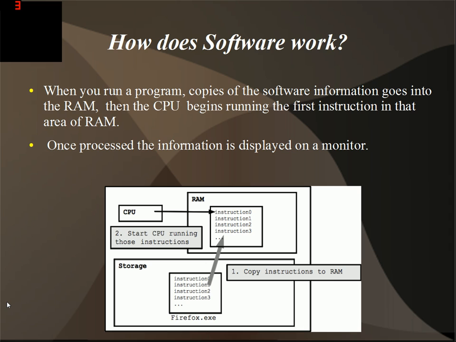How does software work? As shown in the diagram below, when you run a program, copies of the software information go into the RAM. Then the CPU begins running the information from that area of RAM. Once processed, the information will be displayed on a monitor. That way you can manipulate it or work with it.